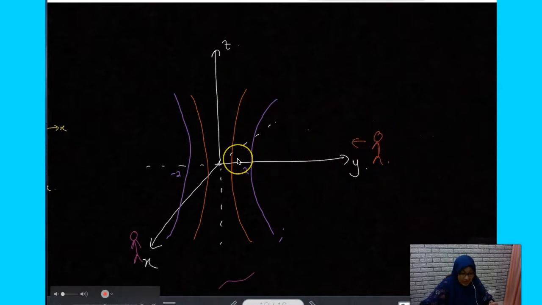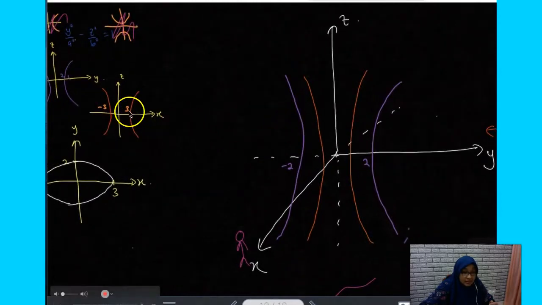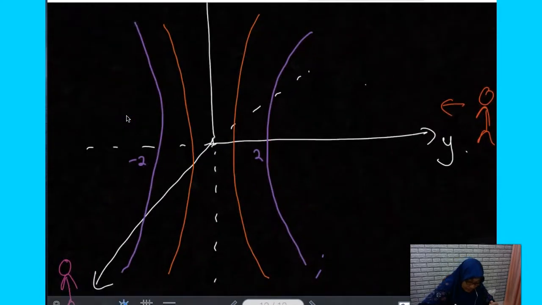Okay, actually that one is this one, hyperbola. So on x you have 3, the x-intercept is 3, and for x negative you have minus 3.